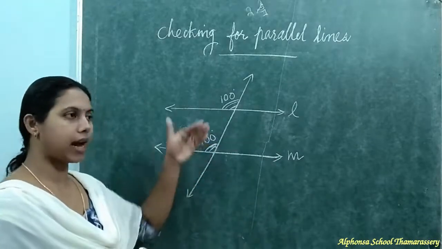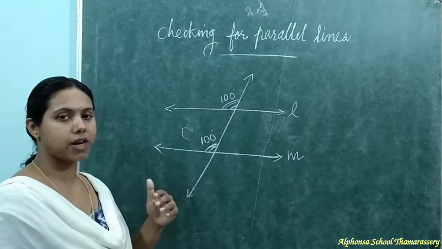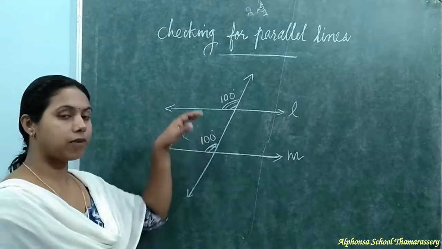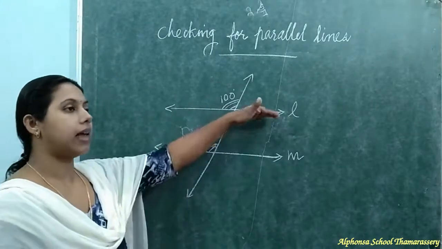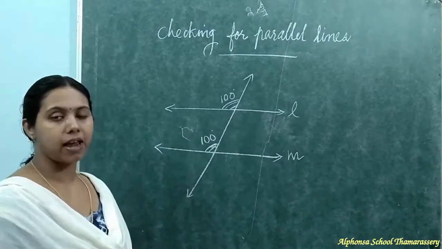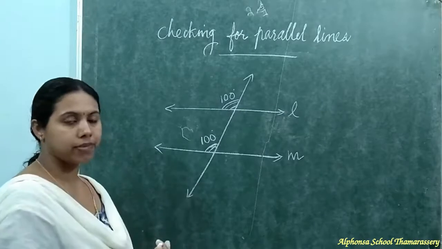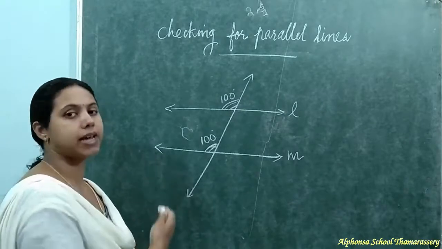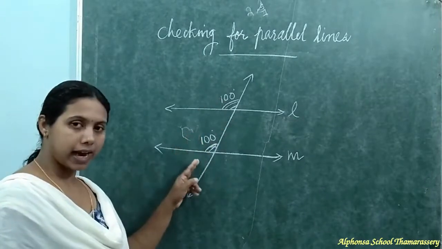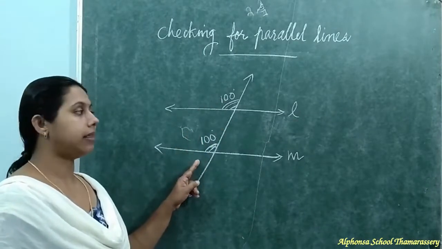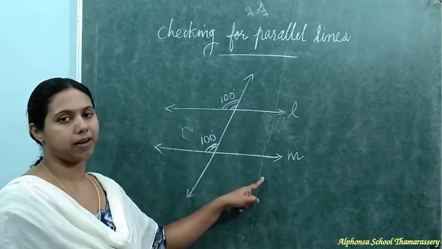We know that if two lines are parallel, then the corresponding angles are equal. The converse of that statement is, if each pair of corresponding angles are equal, then the lines have to be parallel. When two lines are cut by a transversal such that a pair of corresponding angles are equal, then we can say that the lines have to be parallel.